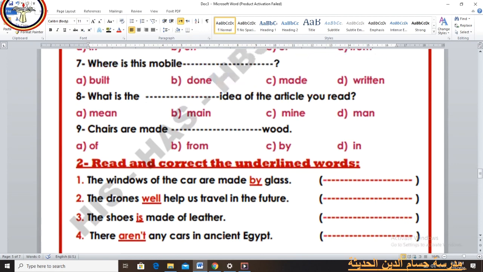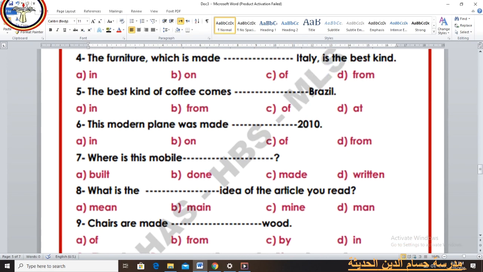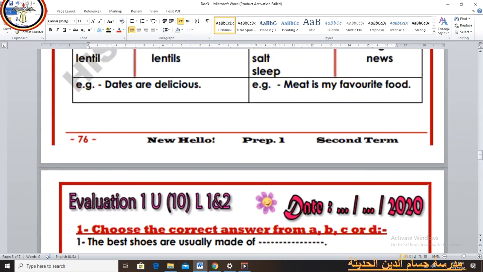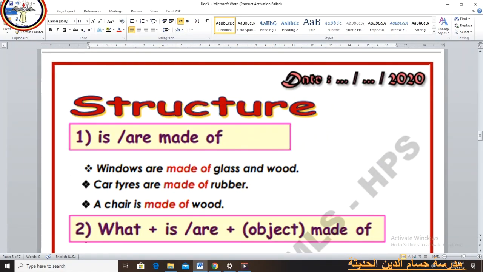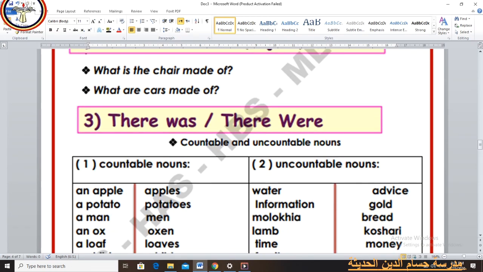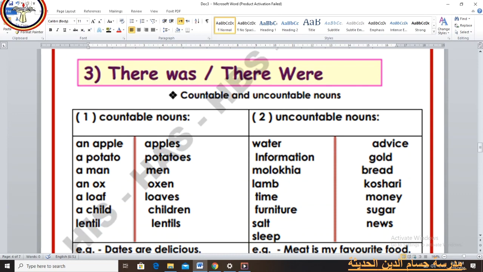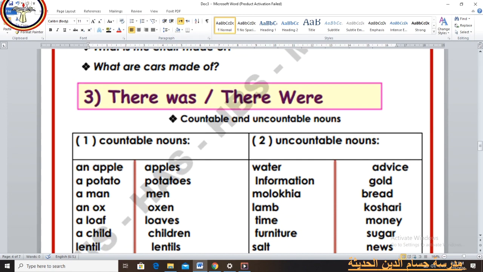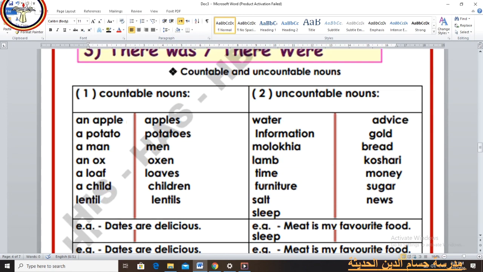And now we came to the end of our lesson. Now I remind you to read the structure carefully. You have to revise the use of singular and plural forms. You have to revise the countable and uncountable nouns. We dealt with what things are made of, and we revised the countable and uncountable nouns.